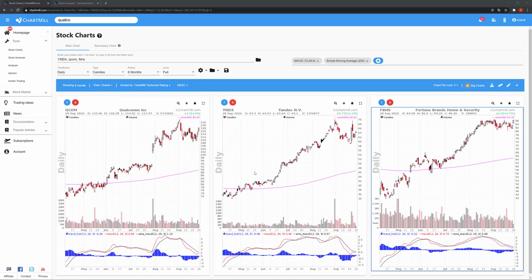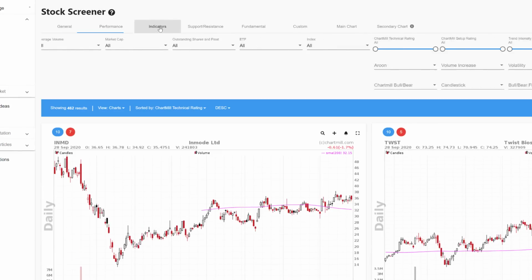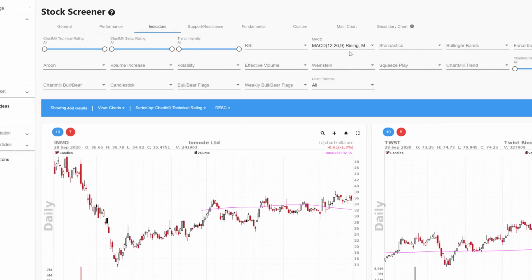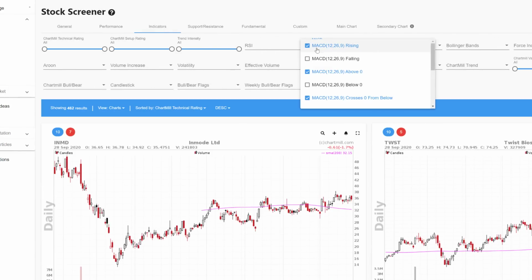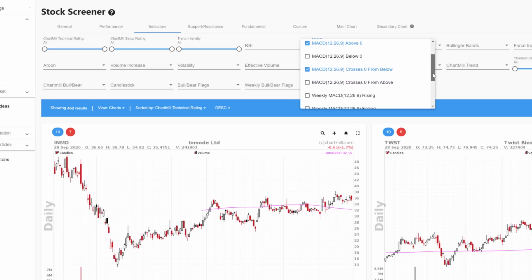Finally, I quickly go over the MACD filter options in Chartmill. You can find the stock screener in the left menu on the homepage. Under the tab Indicators, you select the MACD menu, where you can filter whether the MACD line should go up or down, or whether the MACD line should be above or below the zero line. You can even indicate whether the zero line should be crossed from above or below.